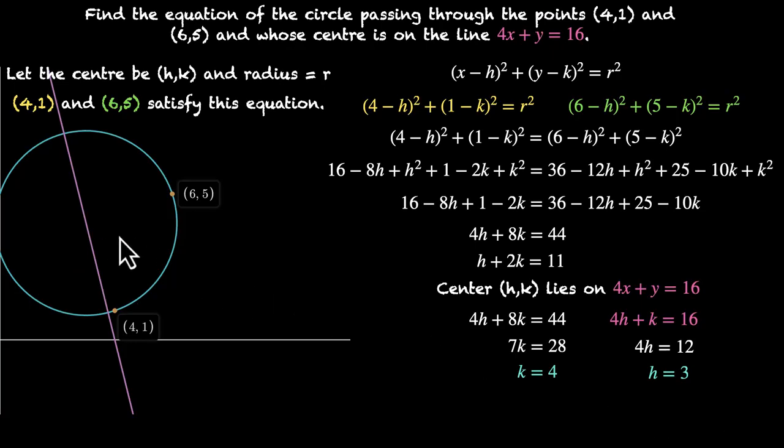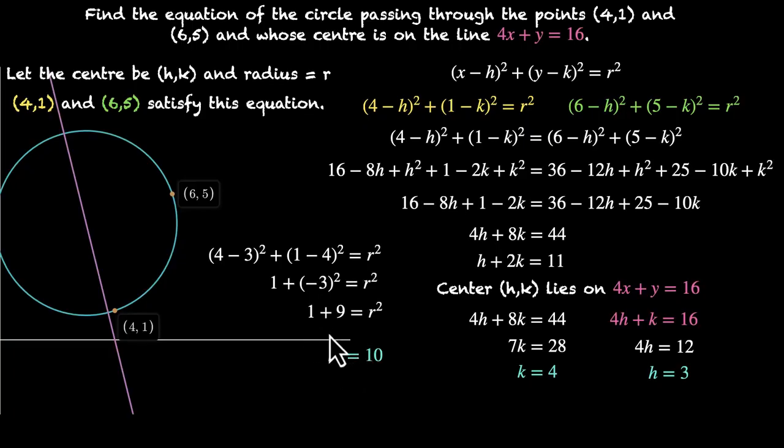Now it's time to get the radius. We can plug (3, 4) in one of these equations to get the radius, or we can simply say that the distance from (3, 4) to one of these points will give us the radius. So (4 - 3)² + (1 - 4)² = r². We plugged in (3, 4) in this first equation. This gives us 1 + (-3)², that's 1 + 9, that's 10. So r² is 10, which means the radius is root 10.